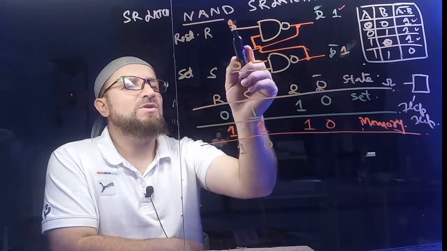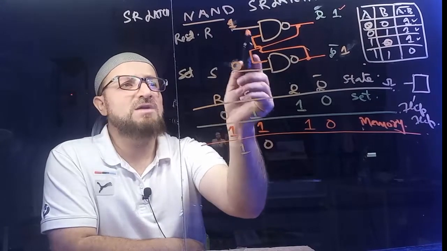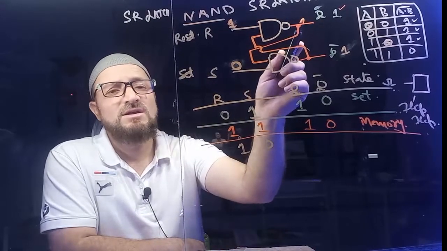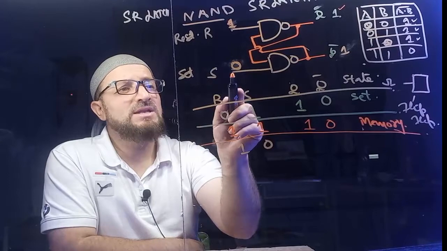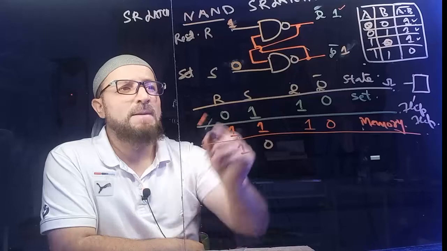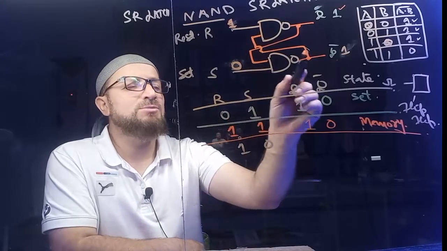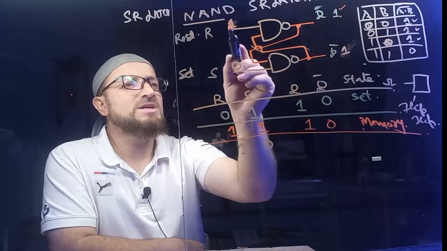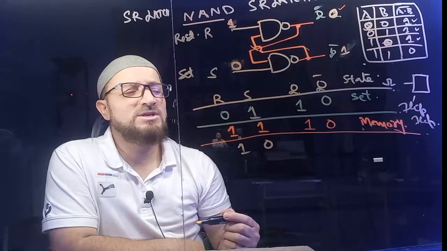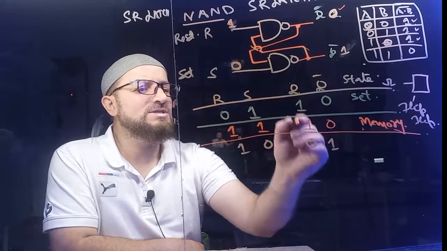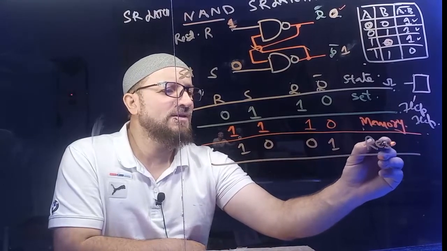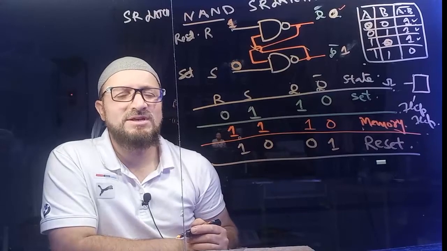And what about this one? Because its input is 1, I'm not sure. I have to see the other input also. If one of the inputs is 1, I have to see the other input, then I can tell you the output. But in case of 0, I know guaranteed that if one of the inputs is 0, output is going to be 1. Here the other input is 1, coming from this side, and 1, 1 gives 0. So it becomes 0, 1. When Q is 0 and Q complement is 1, this is going to be the reset state.